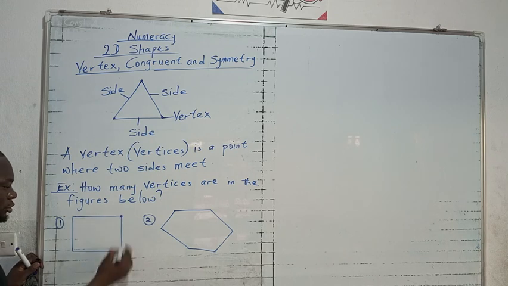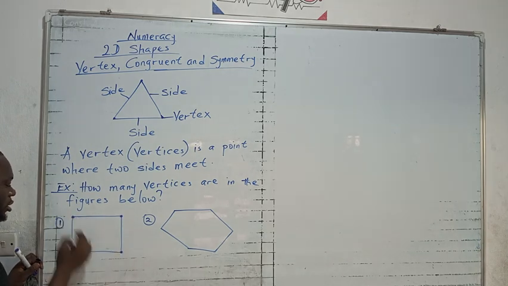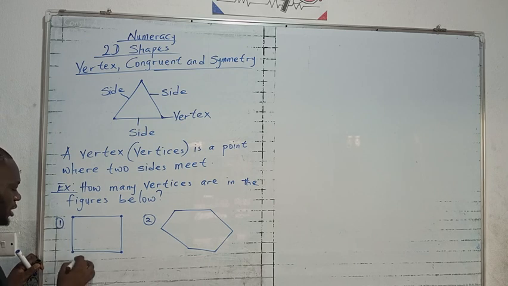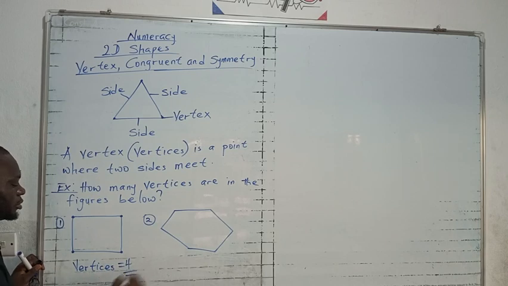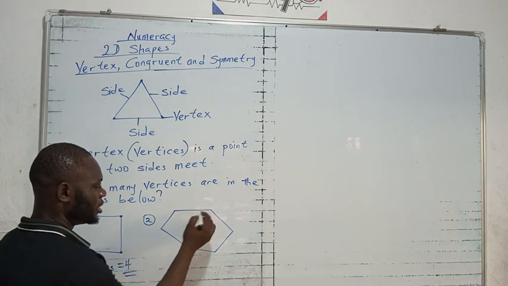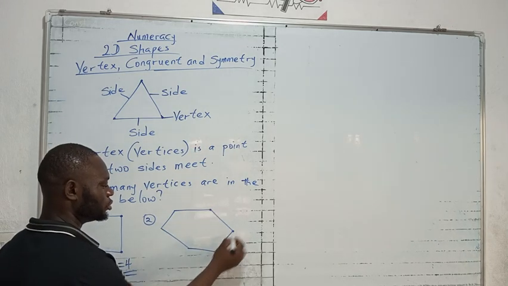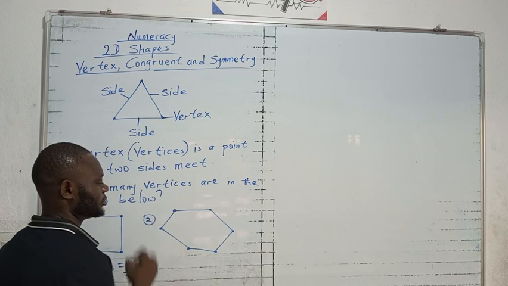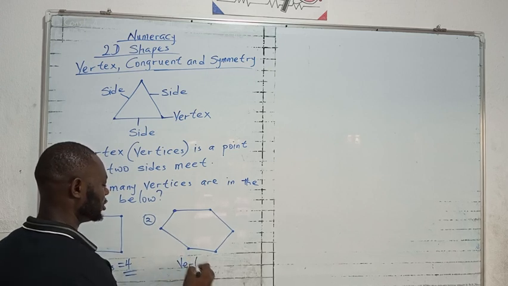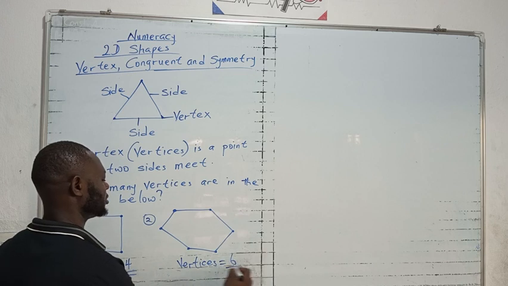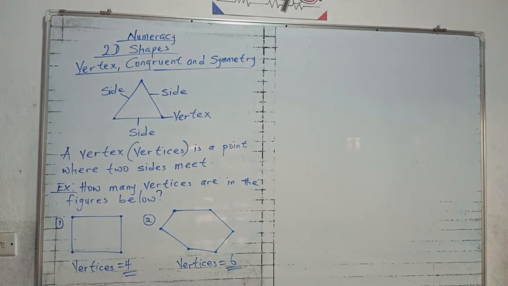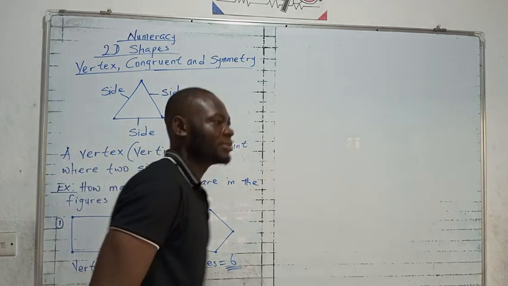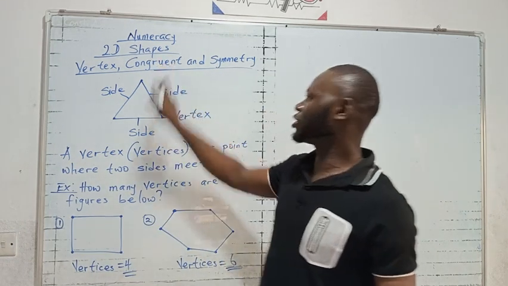Let's count it. One, two, three, four. Right? So you can now say that there are four in number. So the vertices are four. Let's count how many vertices are here. Remember the meeting points. One, two, three, four, five, six. I see it. So there are six vertices in this shape. So this is simply what we talk about when we are talking about the concept of vertices. Alright, now let's go over to the next concept, which is congruent.